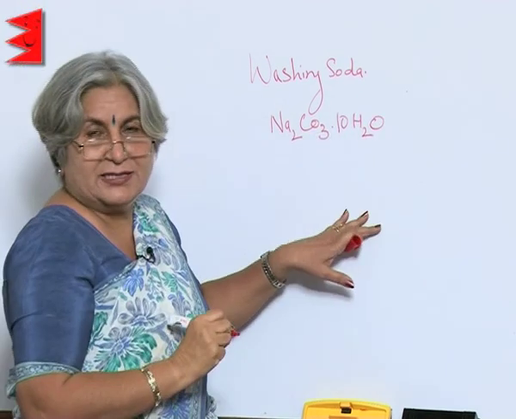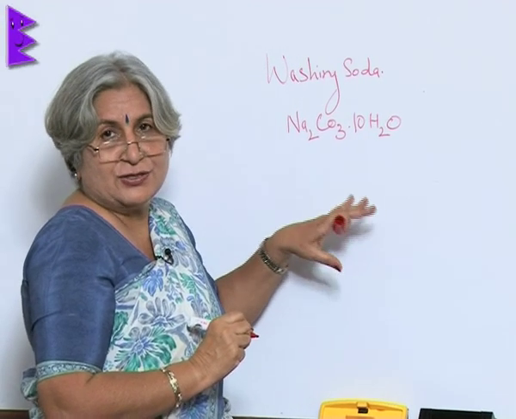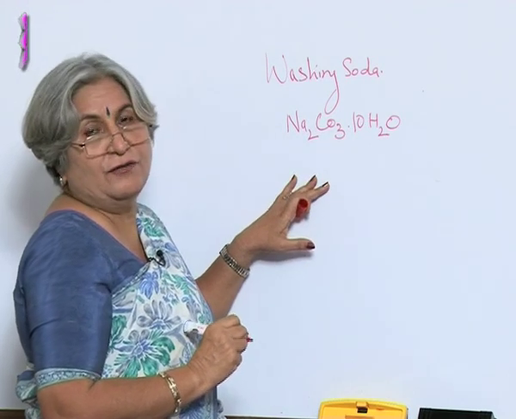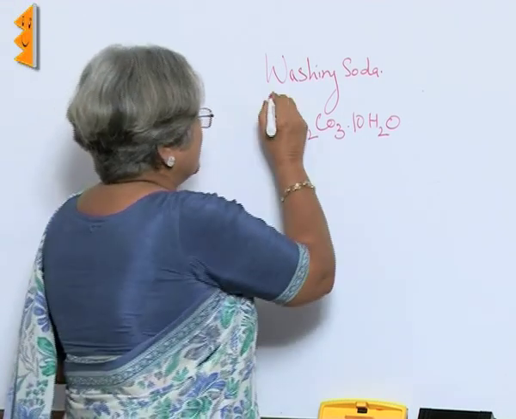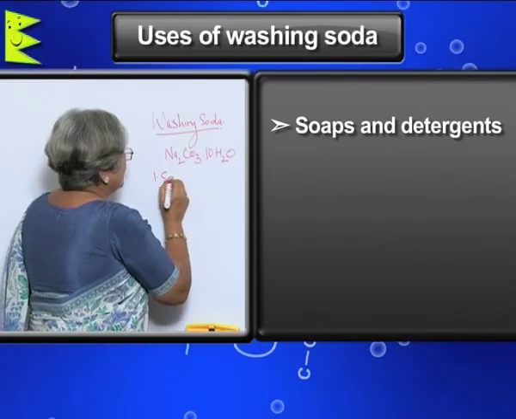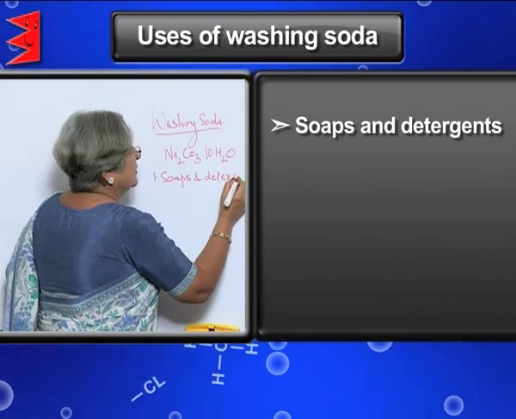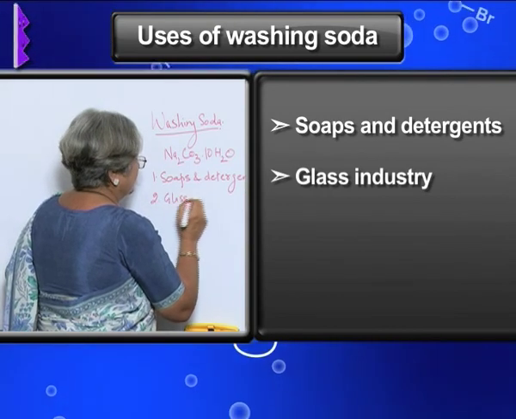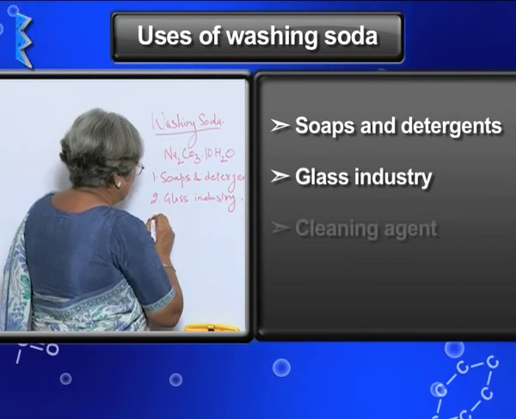What does that mean? Is it wet? This is the water of crystallization, which means so many number of water molecules are associated with one molecule of a particular salt. We will study that later. So, in the case of washing soda, it has many uses. It is used in soaps and detergents. It is also used in glass industry. It is a cleaning agent.